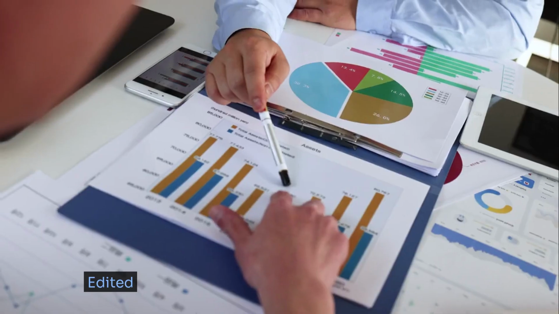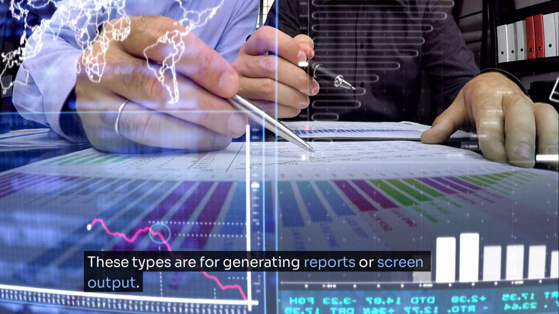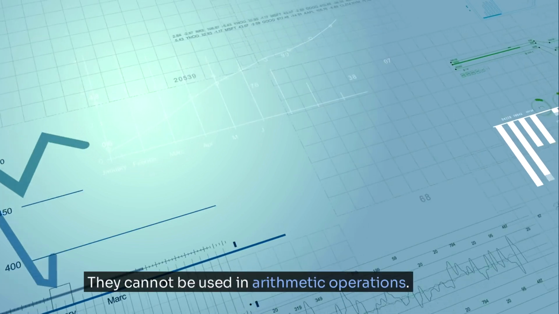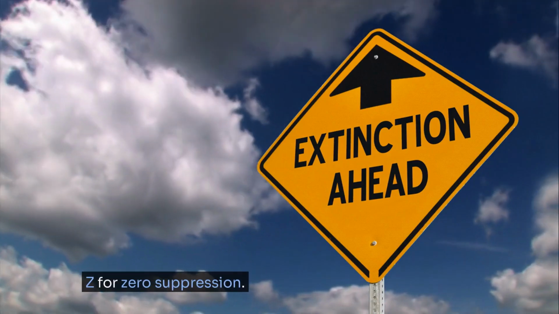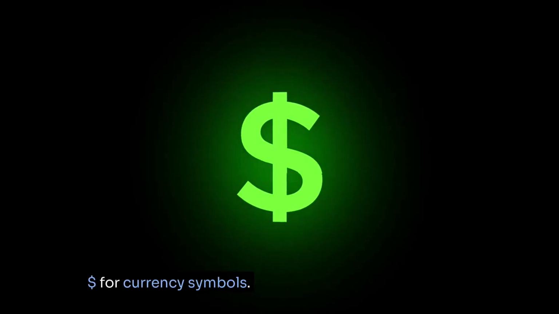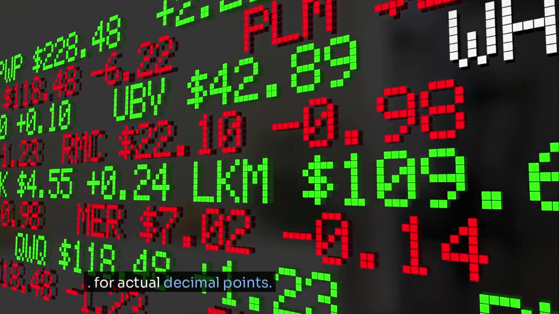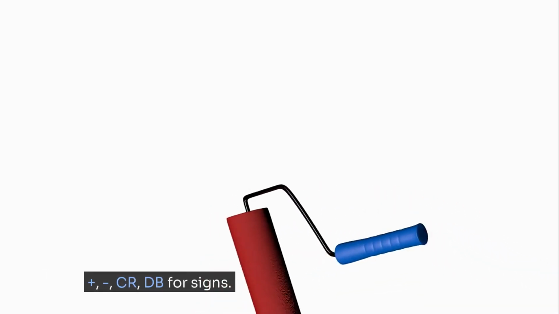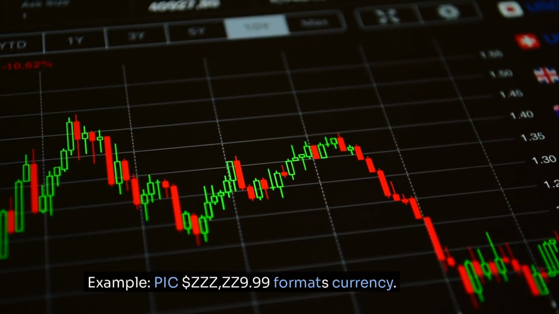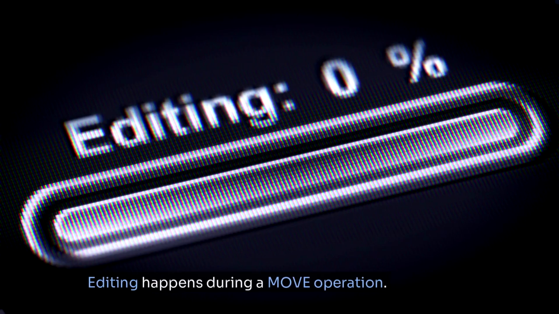Edited display data. Edited display data is for formatting. These types are for generating reports or screen output. They cannot be used in arithmetic operations. Common editing symbols include Z for zero suppression, asterisk for check protection, dollar for currency symbols, comma for comma separators, period for actual decimal points, plus, minus, CR, DB for signs. Example: PIC $ZZZ,ZZ9.99 formats currency. Editing happens during a move operation.